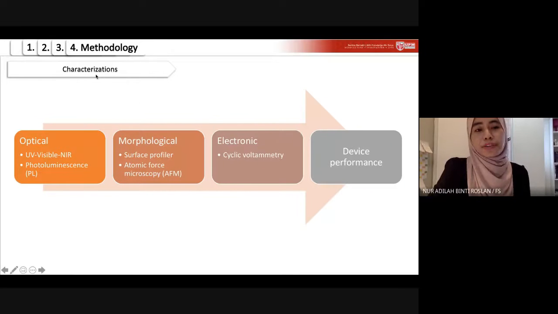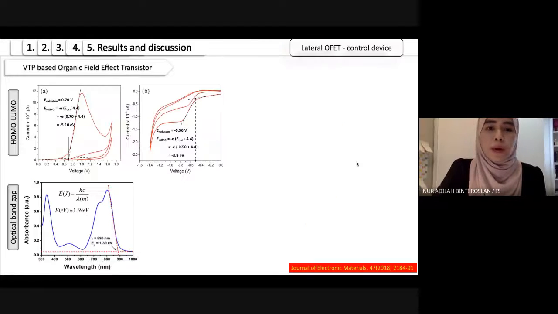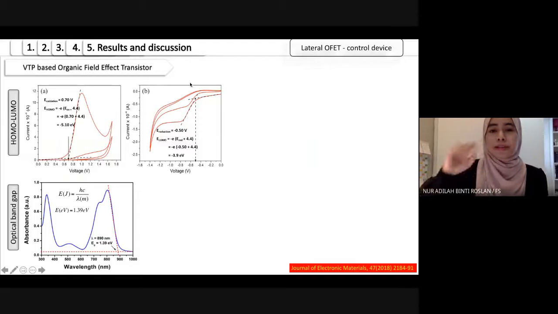Okay, so for the characterizations, I divided my characterizations into 4 parts, that is optical, morphological, electrical, and finally I want to test for the device performance for every device. Okay, now we go to the results and discussion.